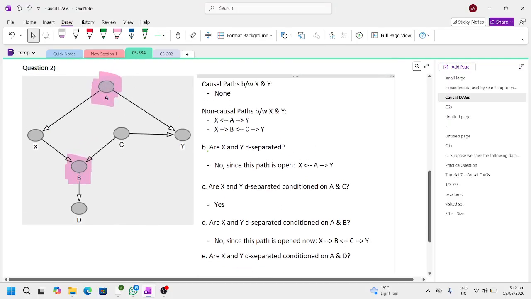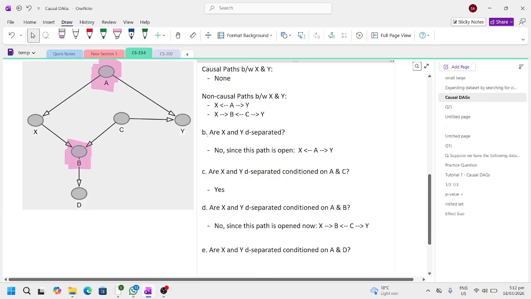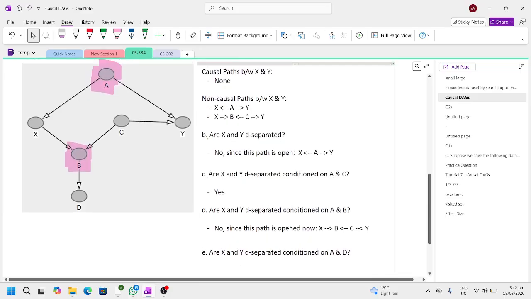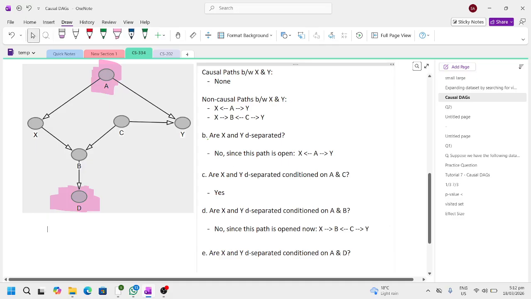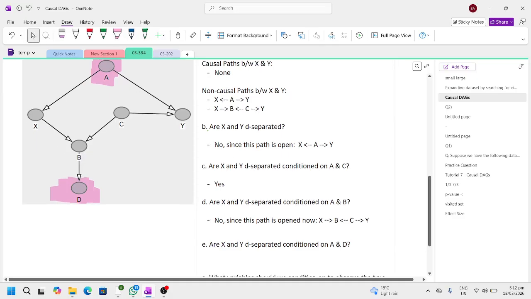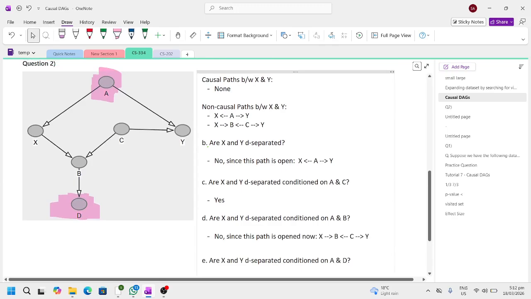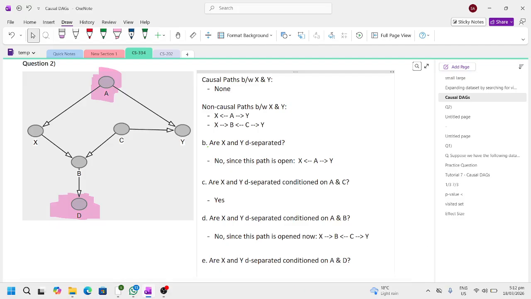Which takes us to our last part for causal graphs. Are they d-separated conditioned on A and D instead? Now I haven't conditioned on B, I've conditioned on D. They are d-separated. No, that's incorrect actually. But I don't blame you. This is a slightly tricky question. This is often confusing for students.